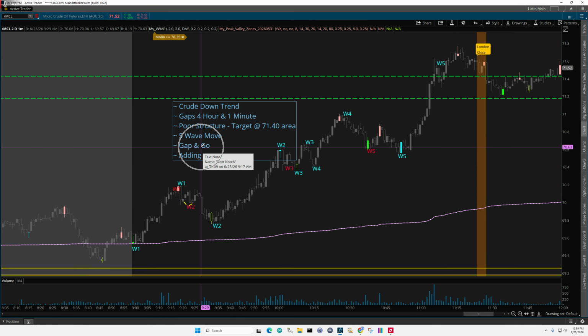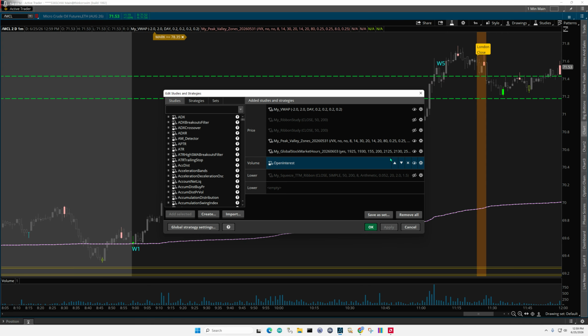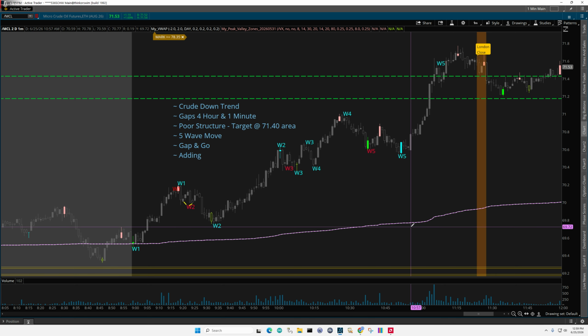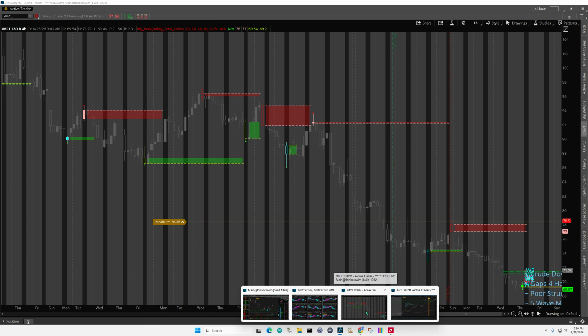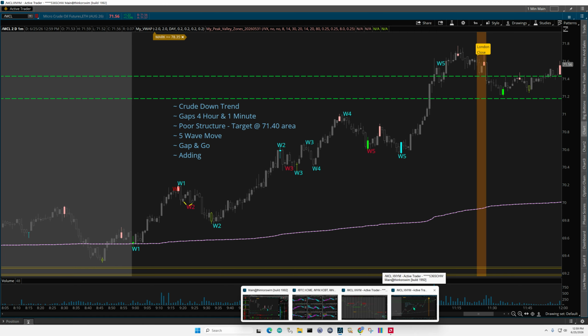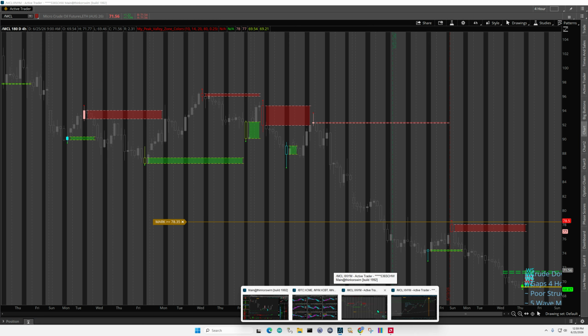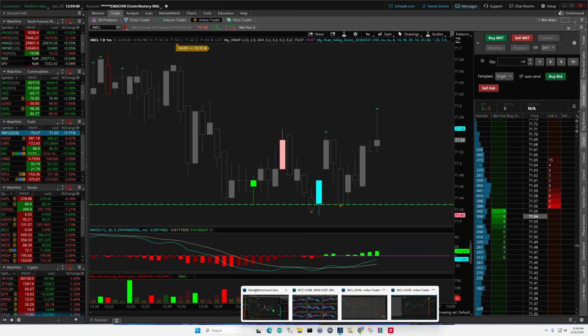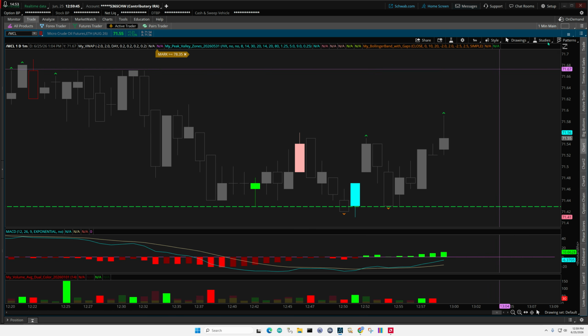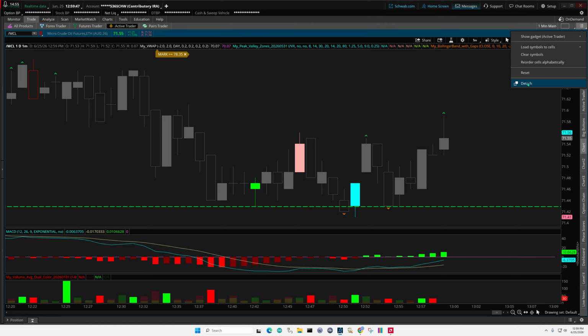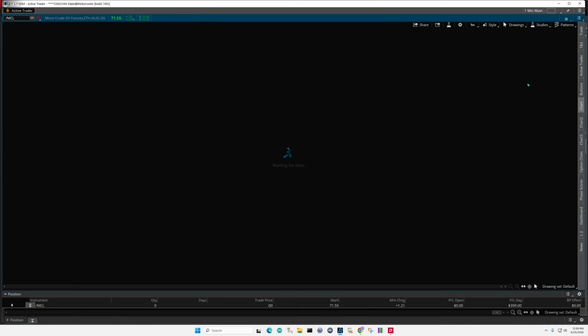Now let's get into these gap and goes. I'm going to turn on my script. Let me see if I've got it on another screen. Hang on. Yeah. Let me just detach this.